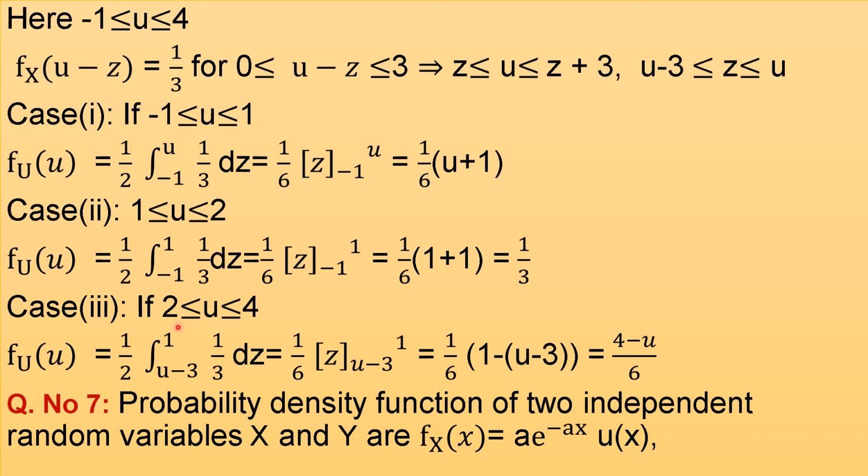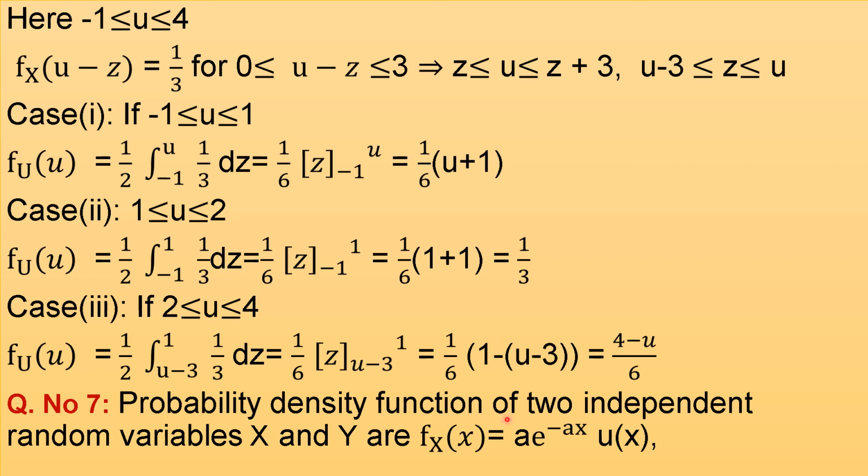So half into the integral from u minus 3 to 1, then f_X(u minus z) will be 1 by 3, dz. 1 by 2 into 1 by 3 is 1 by 6. The integral of dz is z. Take the difference at the upper limit 1 and the lower limit u minus 3. So 1 by 6 into 1 minus (u minus 3), which will be (4 minus u) divided by 6.